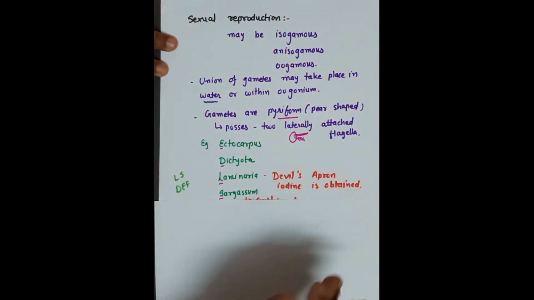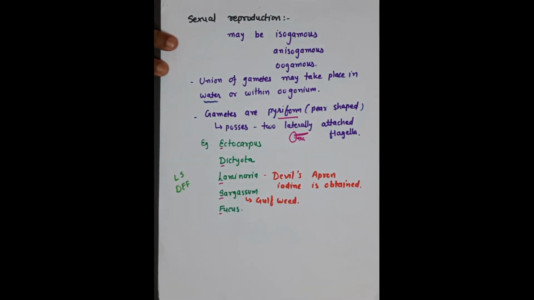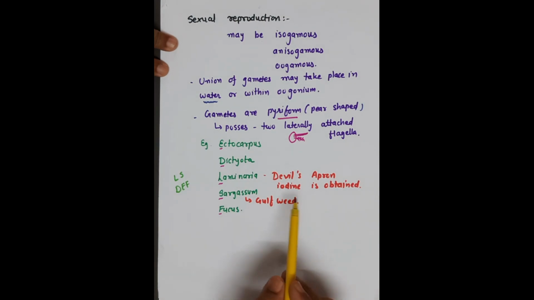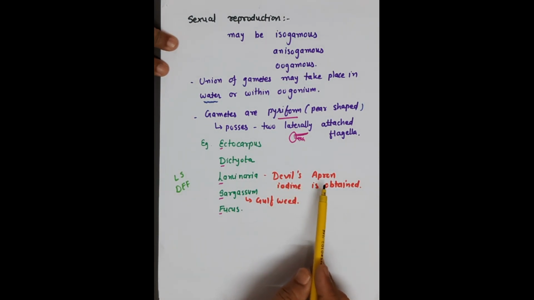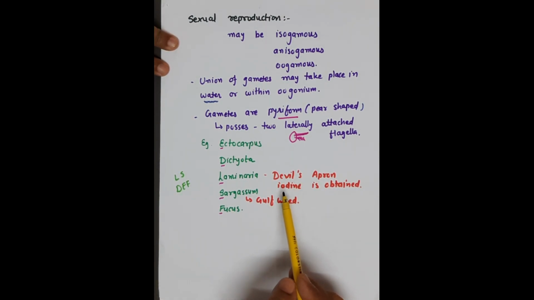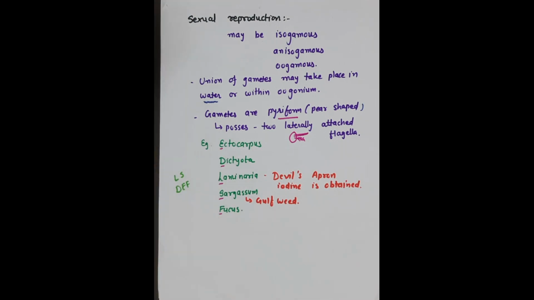Now examples are Ectocarpus, then Dictyota, then Laminaria, which is known as the devil's apron, and from Laminaria we obtain iodine. Then Sargassum, which is known as the gulfweed, and Fucus.